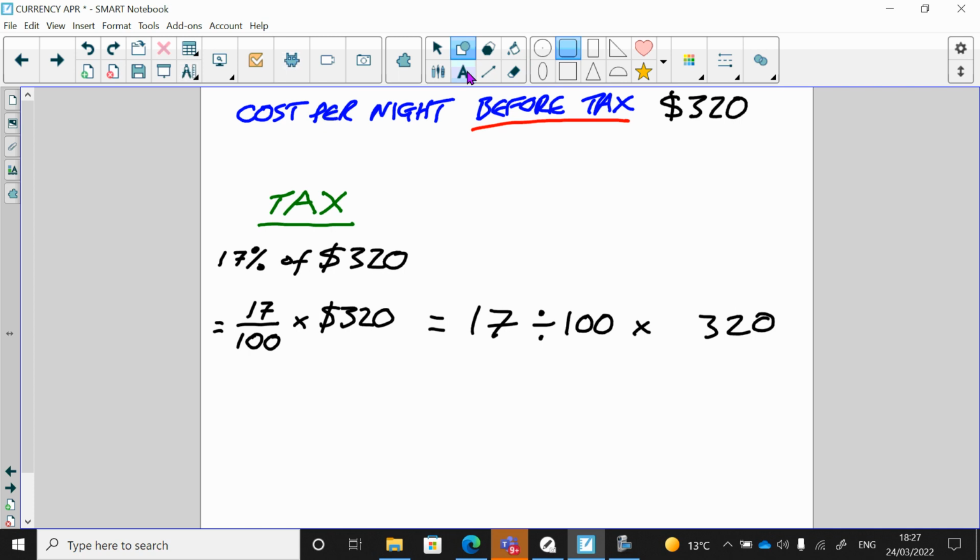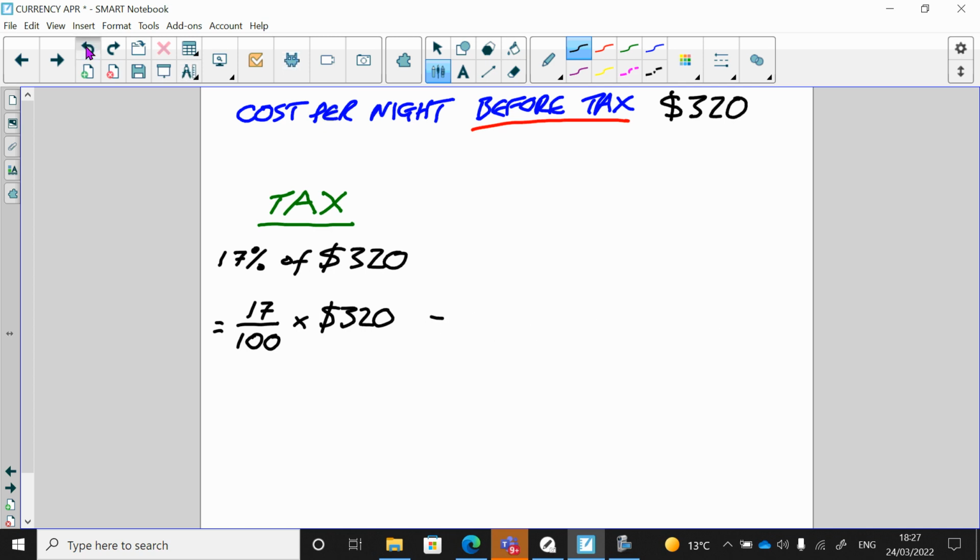You'll just bring the dollar sign on board because we are going to have dollars in the answer. I've just gone straight from 17 over 100 times 320 because we're all big grown-up adults now, and I'm sure we can cope with that. If not, then put in that line. That's why I put it in there.